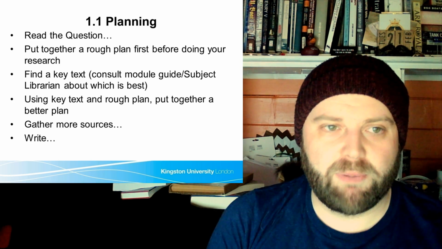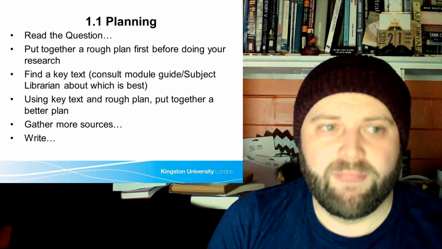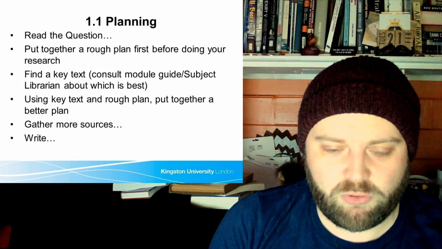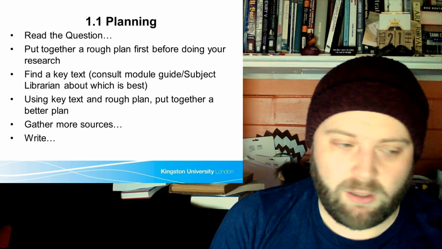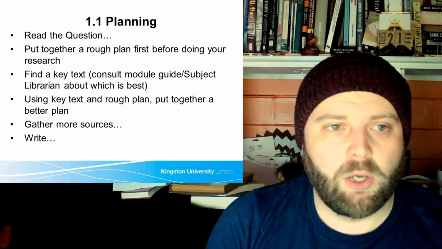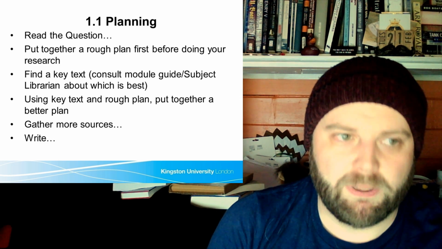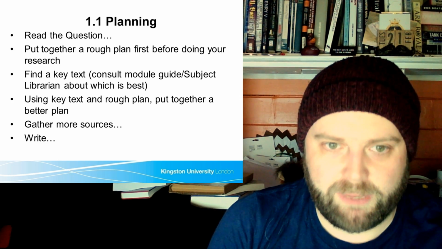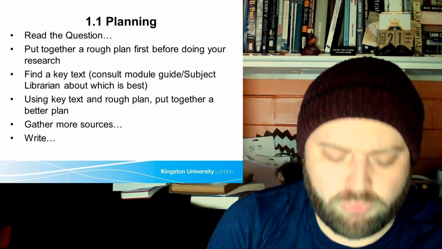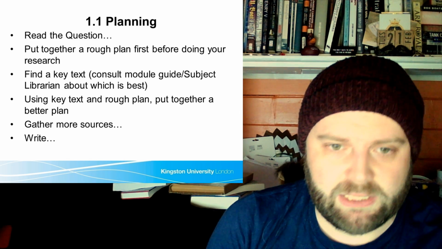Put together a rough plan first before doing the research. Always put a rough plan together. Then find a key text. At this point, especially if you're first years, but if you're master's students returning from working in industry and all those things, go and find your subject librarian. Consult the module guide, but go and find a subject librarian about what is best for the topics, because they will know. That is their entire purpose. They are really special, really important people, and they deserve a huge amount of respect.